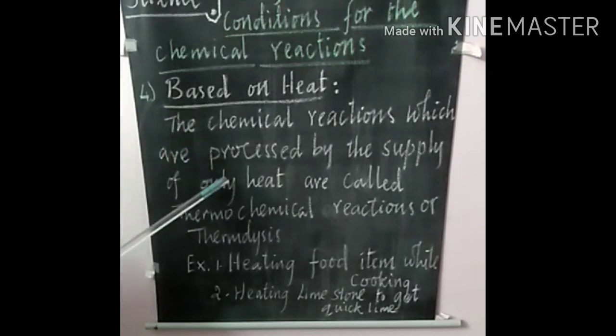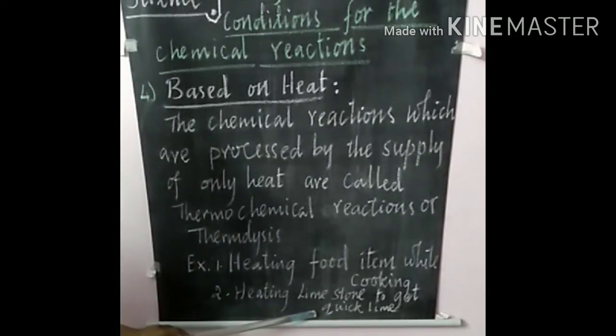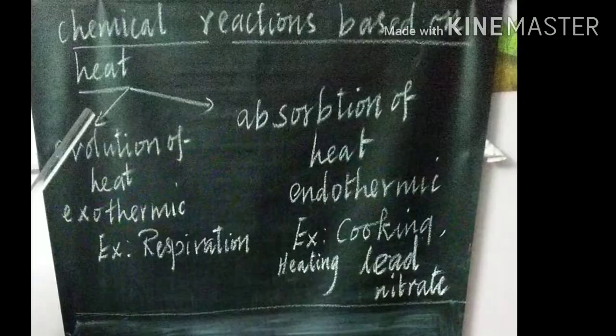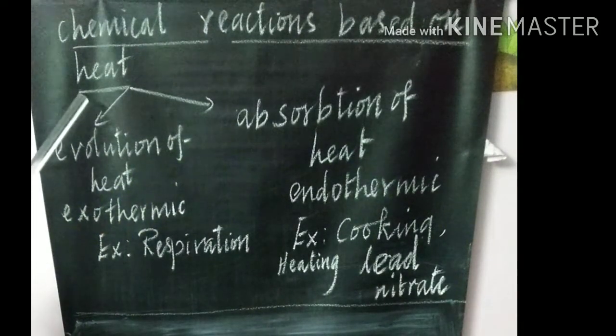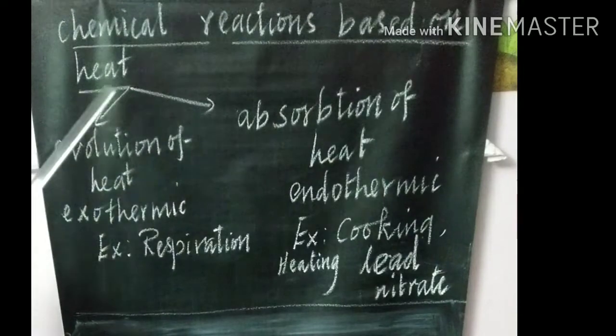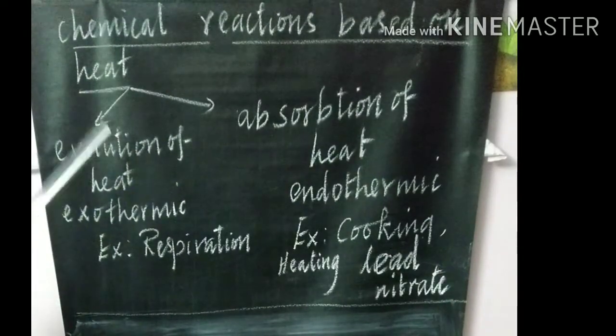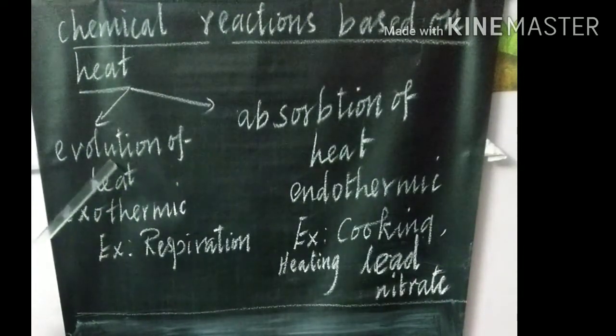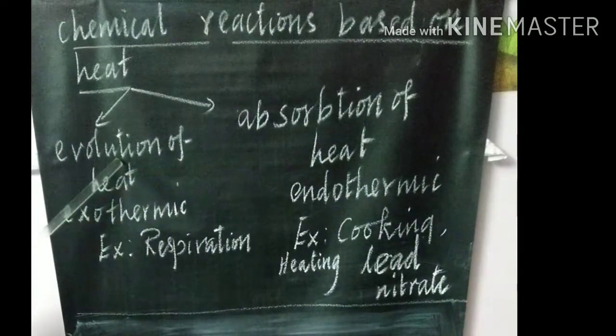While heating only, the chemical reactions are processed. Some examples we can discuss here. See, heating of food items while cooking and heating limestone to get quick lime for industrial purposes. There are two types of reactions based on heat. What are they? In some reactions, the heat gets evolved.